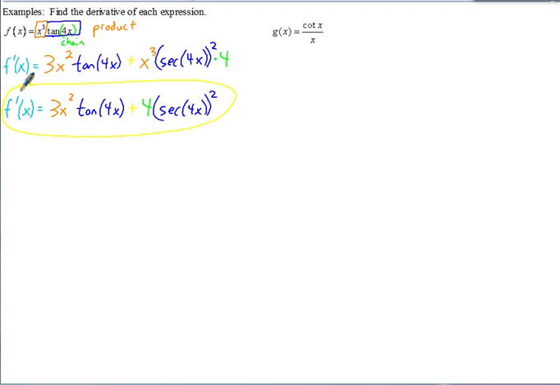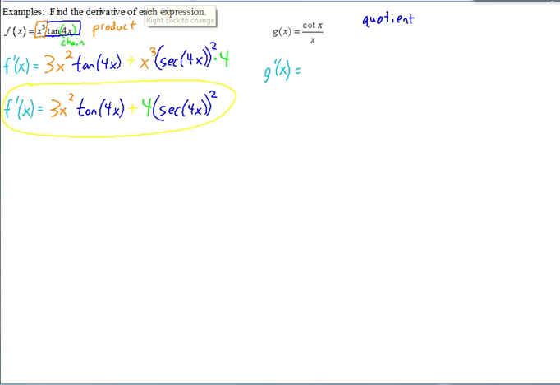Now let's take a look at the next one. We've got g of x equals cotangent x divided by x. So the derivative would be g prime of x. And here we can see we need the quotient rule. Now you could move the x up to the numerator and make it x to the negative one and use the product rule instead, but that's going to do a lot more negative exponents. It's going to be more difficult to simplify. So that's why we have the quotient rule. The only time it's usually useful to move that up the numerator is if the numerator is just a constant, which it's not. It's cotangent x. So let's use the quotient rule instead on this.